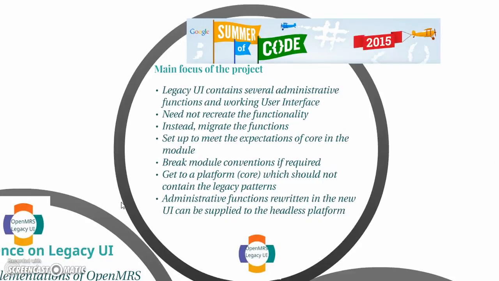In terms of importance, the module for legacy user interface has one of the highest priorities for this year in the community. The legacy UI contains many administrative functions which work as a part of OpenMRS core currently. The task is to pull out the code from core, push it into a module, and get it running. Meaning, we need not recreate the total functionality, instead migrate most functions into the module and maintain the working standard as same as in core. If required, the module conventions may have to be modified.